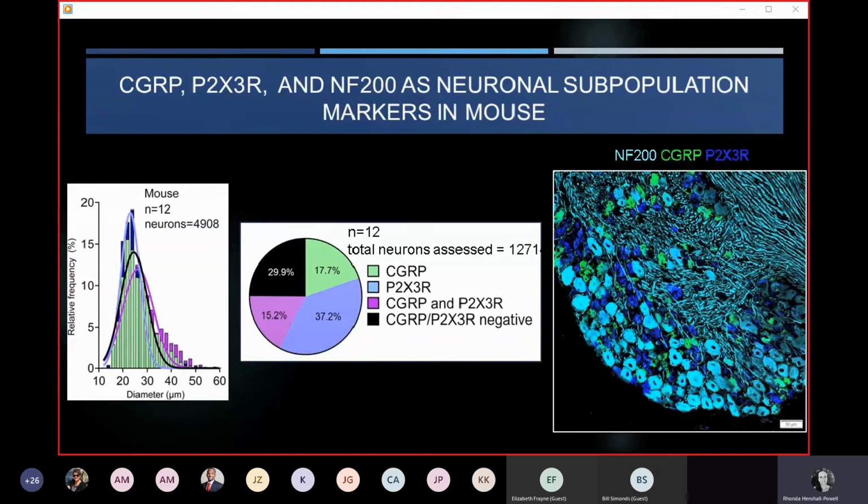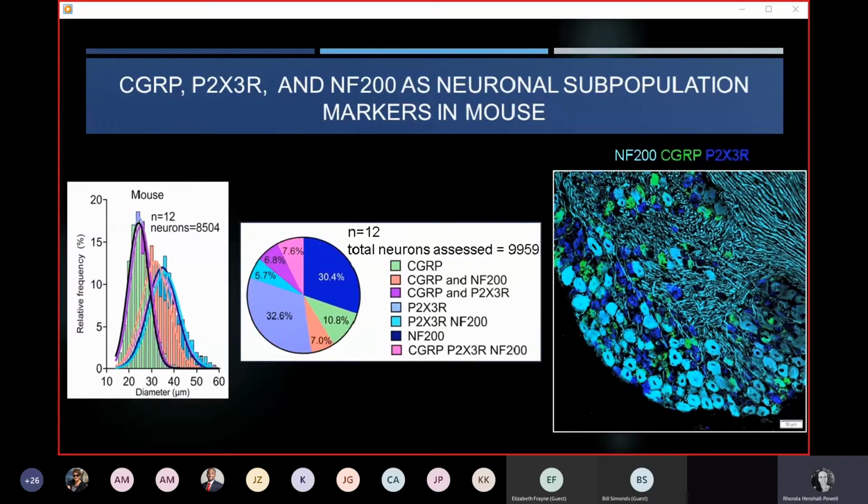And when we quantify this, looking first at just the CGRP and P2X3 expressing neurons in this pie chart, you can see that a huge piece of this pie is P2X3 positive only, or CGRP positive only. And then there's a smaller piece, around 15% of the neurons, that co-express both CGRP and P2X3. On the left, you can see that these are mostly smaller diameter neurons, around 20 to 30 micrometers in size, which is really similar to what's been reported in the rodent literature previously.